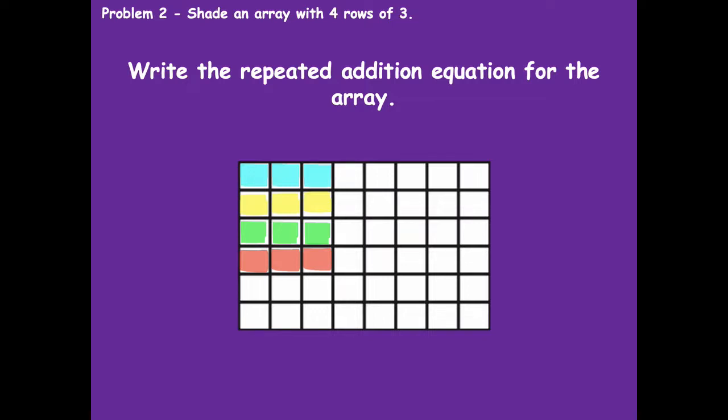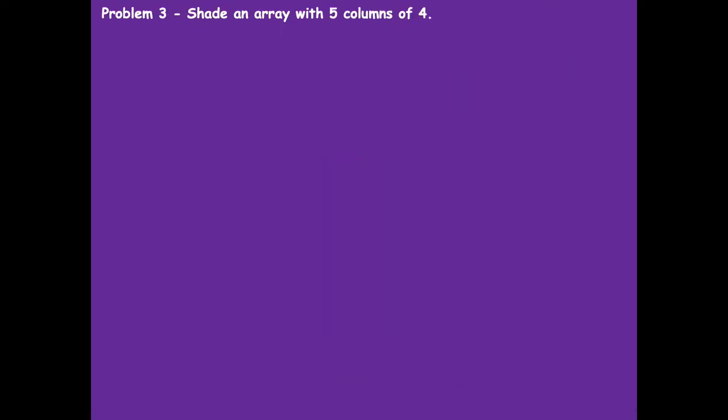All right, friends, here we go. So I have 3 plus 3 plus 3 plus 3 equals 12 because there's 4 rows, so I have 4 addends and 3 in each row. All right, let's look at another one.